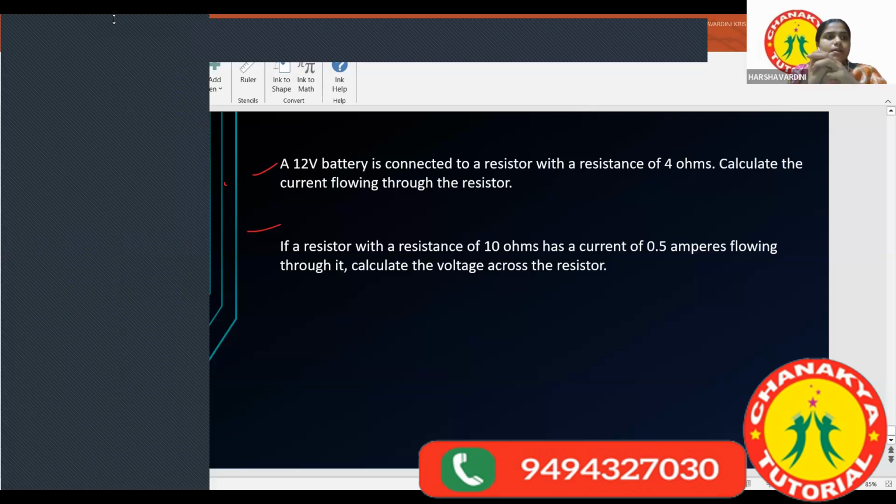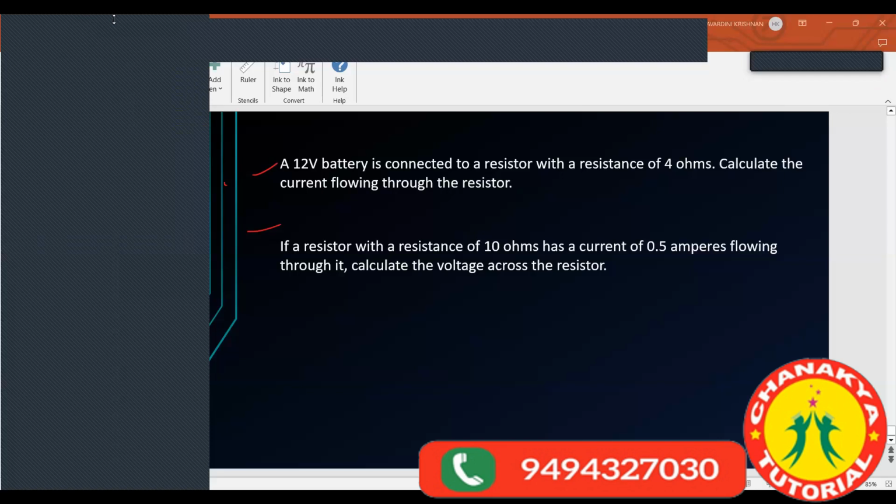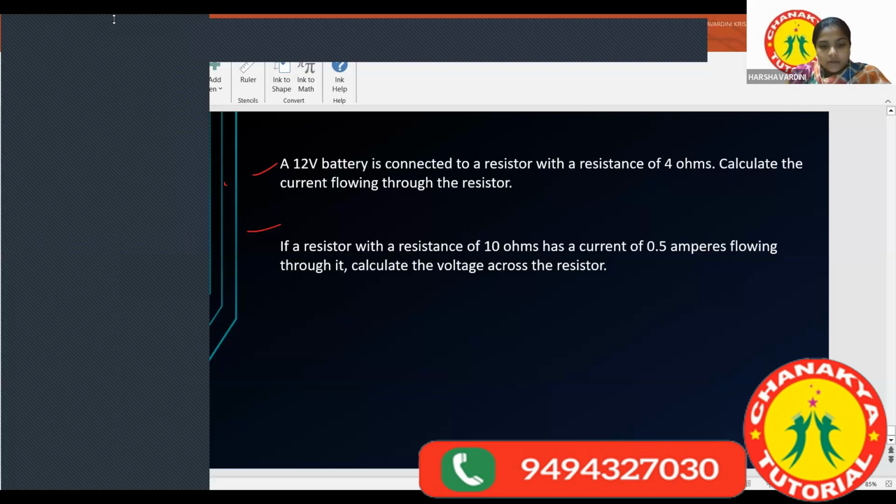Very simple answer. Ma'am, is my first one correct? Okay, wait, I'll calculate and see. For ampere, V equal to IR.